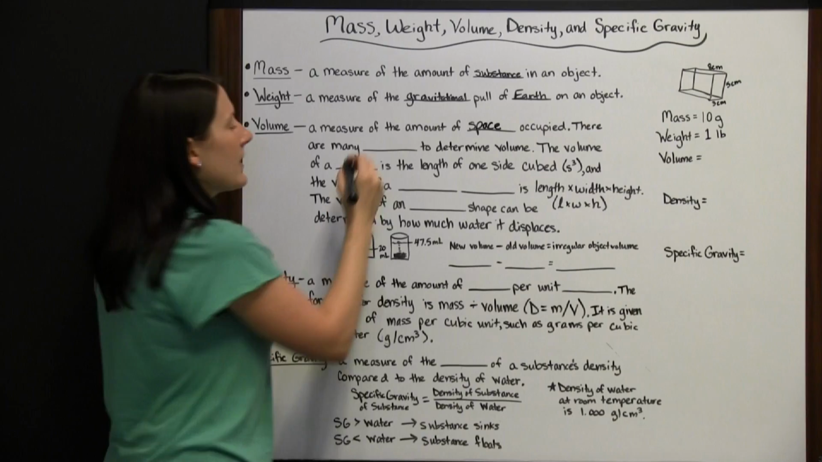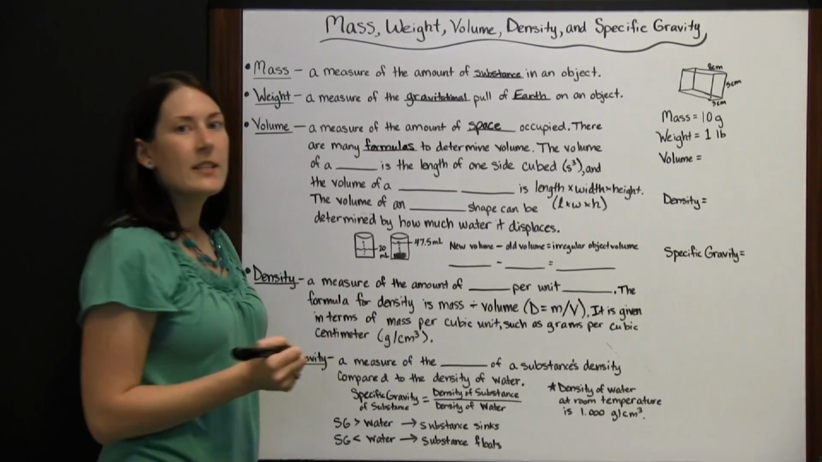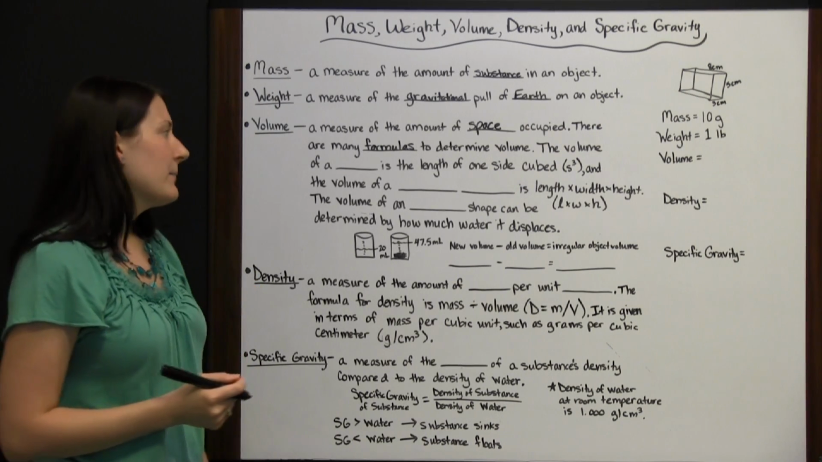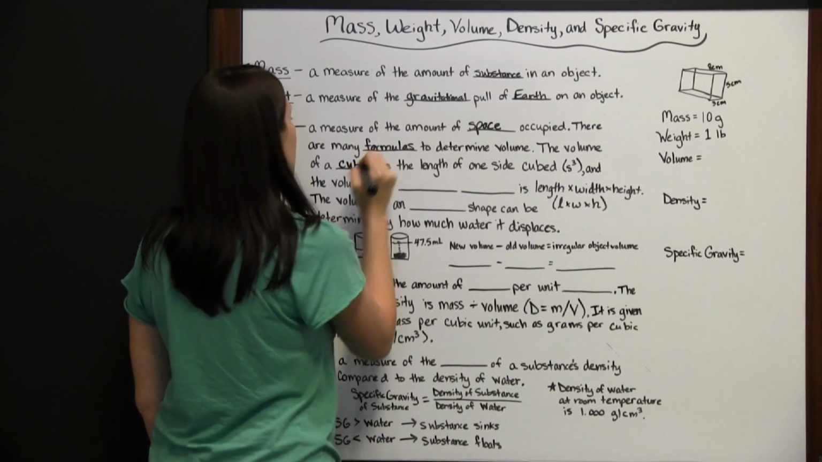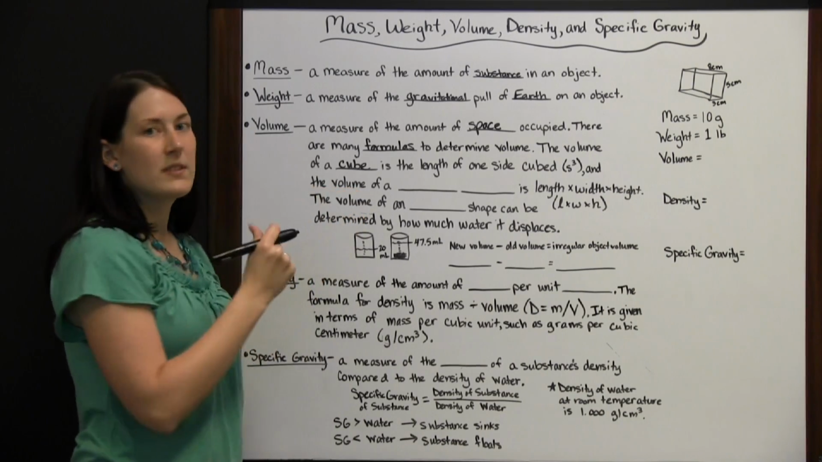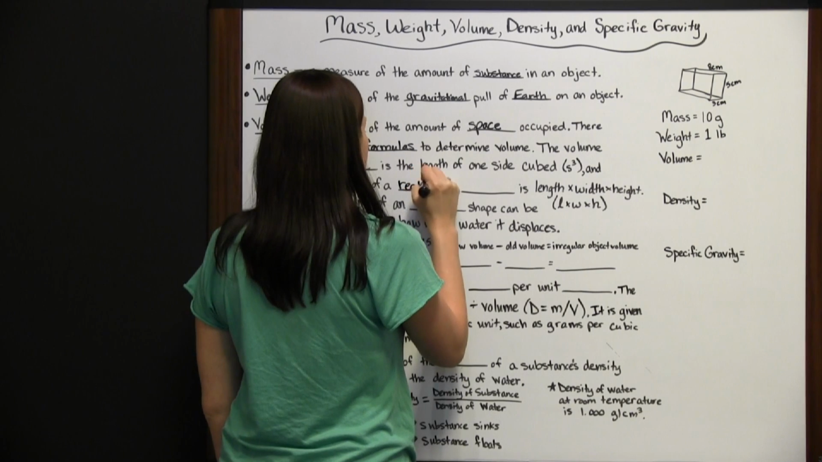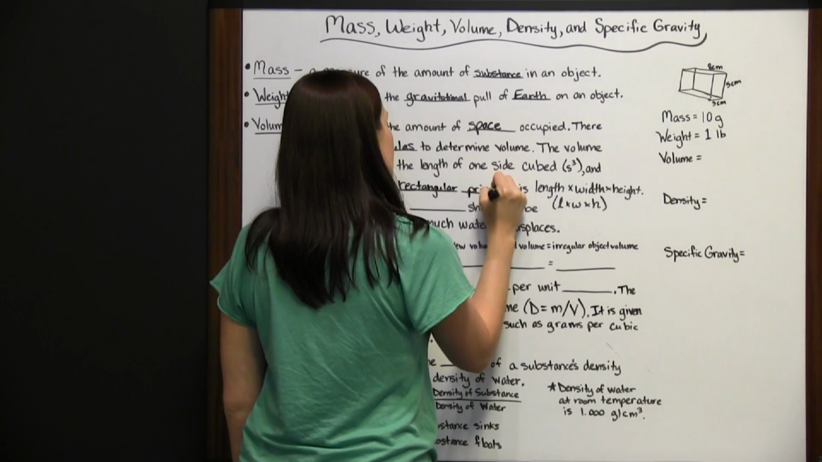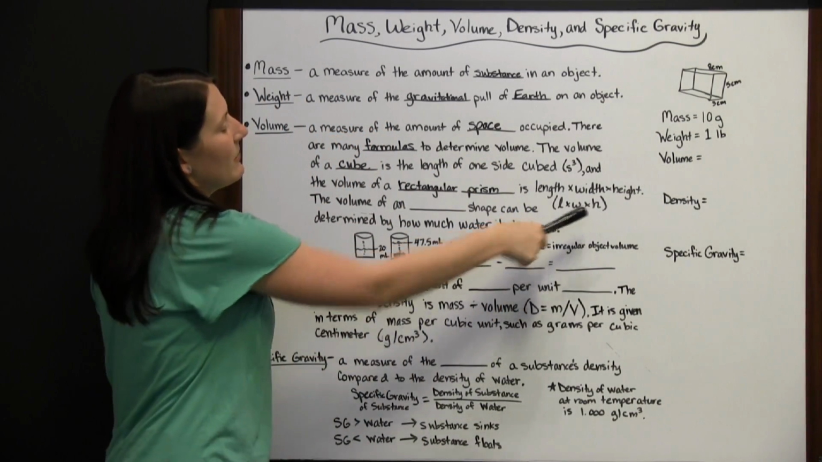And there are many formulas to determine volume. It's going to depend on what shape your object is, how you're going to determine its volume. For instance, the volume of a cube is the length of one side cubed, or s cubed, side cubed. And the volume of a rectangular prism is length times width times height, or L times W times H.